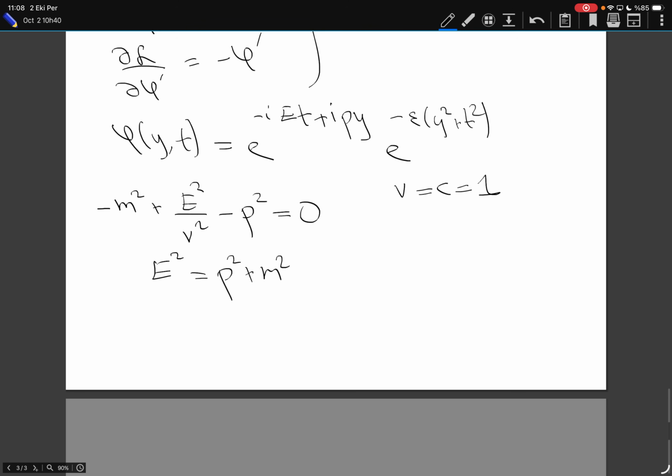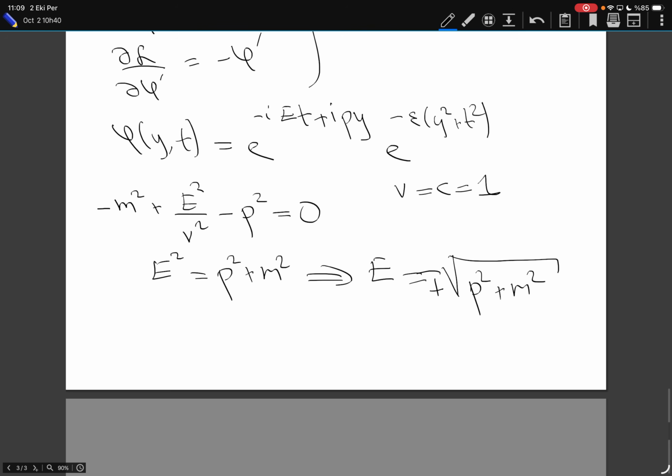Now there's one problem though, for those who haven't studied the Klein-Gordon equation in quantum mechanics. E is equal to the square root of p squared plus m squared, with a plus or minus sign. So we have negative energy solutions. We have states with positive energy and states with negative energy.